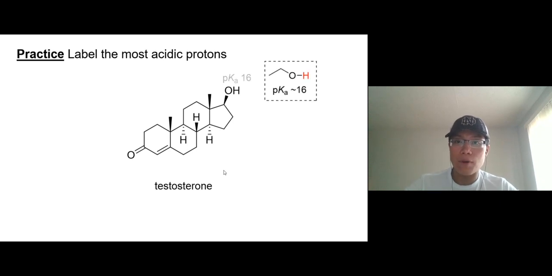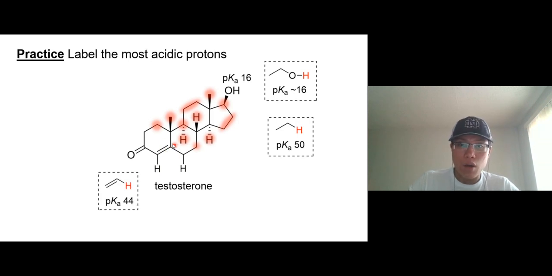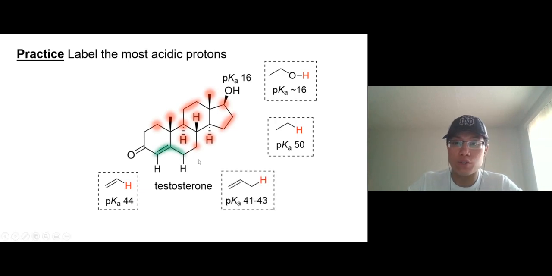All right, now testosterone. You're going to see quite a lot of this in big molecules, and you have to decide where the most acidic proton is. So what do you see here? I'm seeing an alcohol, about 16, right there. And we have quite a lot of protons on alkane. All these are alkane, pKa 50, but alkane is not really acidic, so I'm not going to talk about it. Now we have the proton on an alkene, 44. We have an allylic proton off of an alkene, the vinylic position, allylic position. This proton is about 41 to 43.